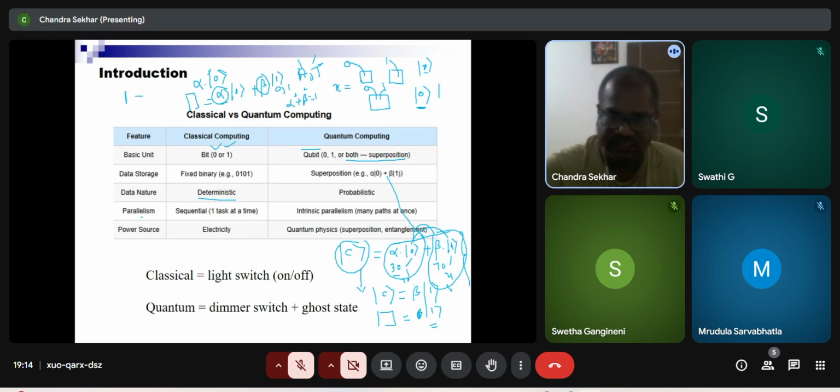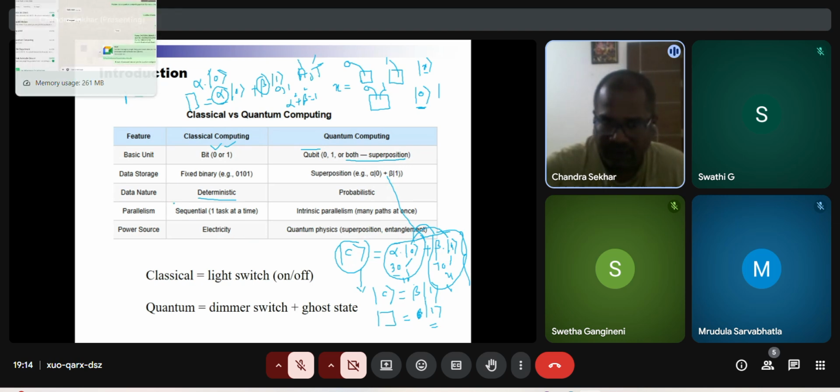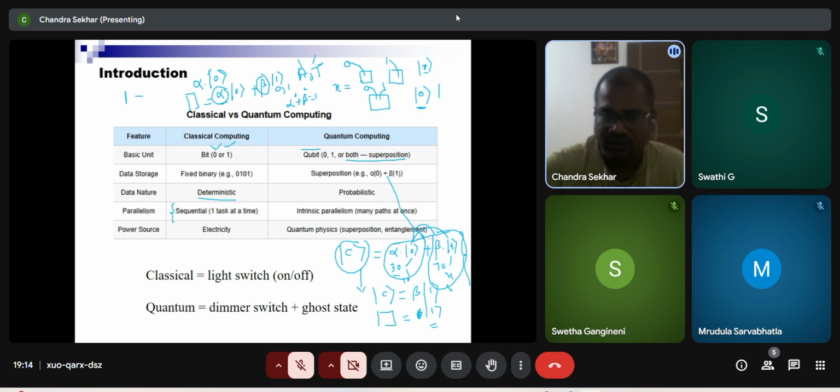Okay. So see here, parallelism. Why can't I do parallelism here? Because there is only one value at a time. But here, there is intrinsic parallelism, many paths at once. Why? Because it can store two values at a time. So, okay, we'll see how I can represent this.